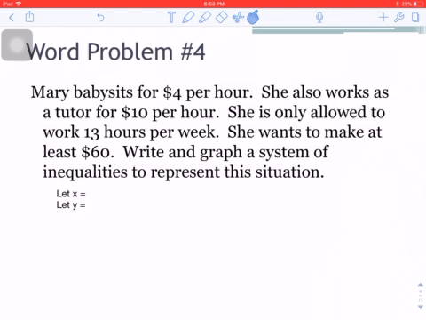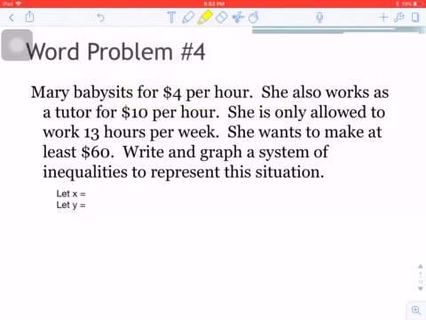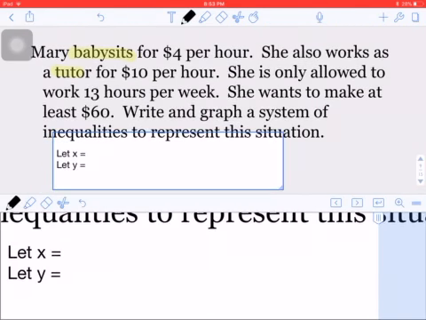Word problem number 4, it says Mary babysits for $4 per hour. She also works as a tutor for $10 per hour. So right away I see there are two things that have been identified. She's got two jobs, babysitting and tutoring. So those are going to be our X's and Y's. And so in our problem here, I'm going to say let X, and again, since this is a job, we'll be working in terms of hours.